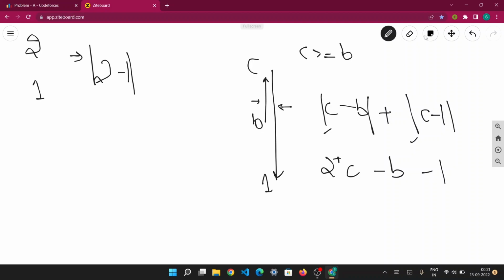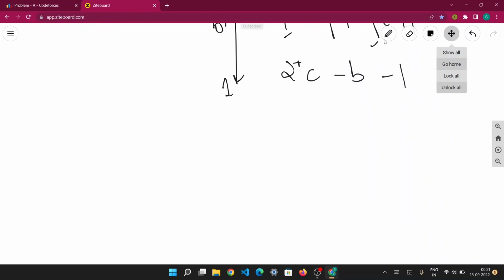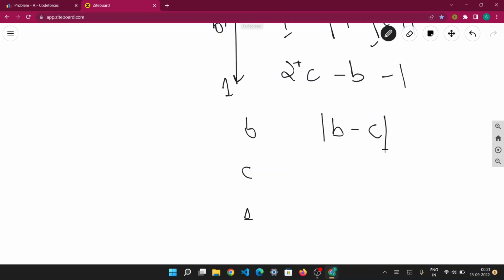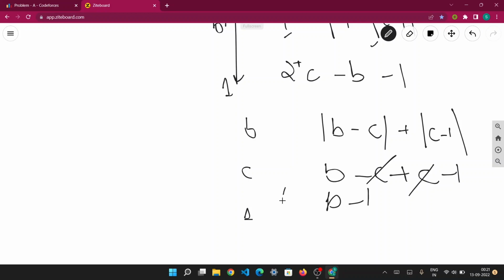Now let us say that C is below B. Then C, B and 1. So basically it will be |B - C| + |C - 1|. We can remove the mod here because B is greater than C. So B - C + C - 1. You can view it as it is just traveling from B to 1 as well. So the time is B - 1. This is our T1.